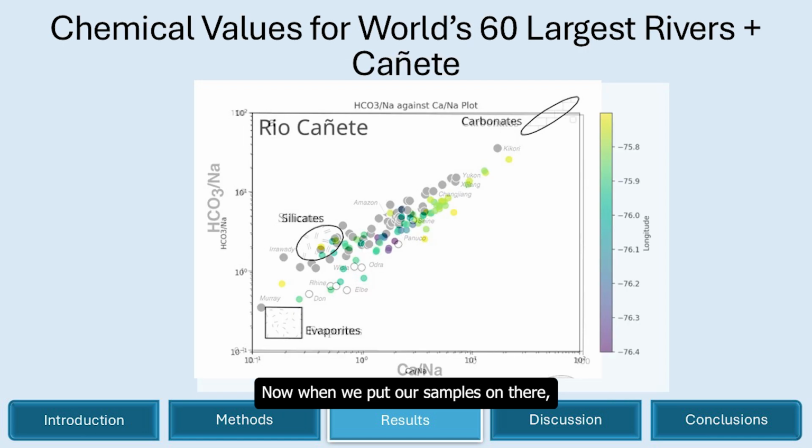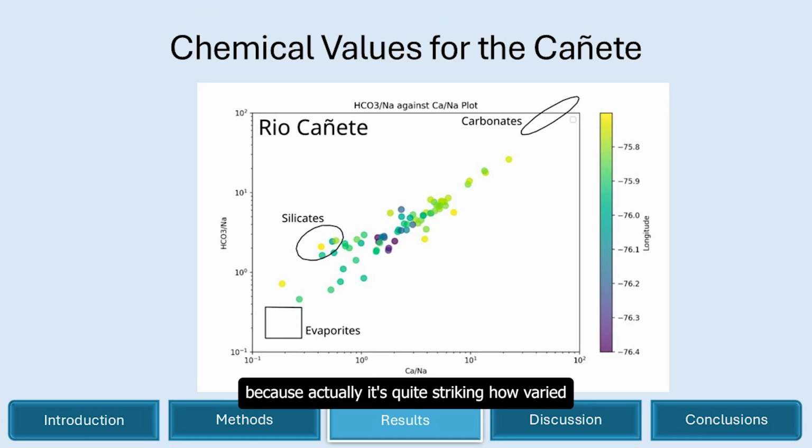Now, when we put our samples on there, this is the Rio Cañete, and you can see that in one river, you actually get pretty well the whole distribution. So that shows why it's so important that we actually go and look at this from a geochemical perspective with a view to CO2 intake, because actually it's quite striking how varied the water chemistry is.